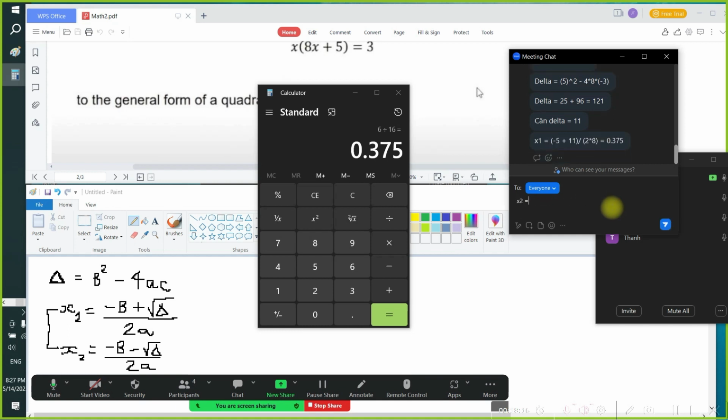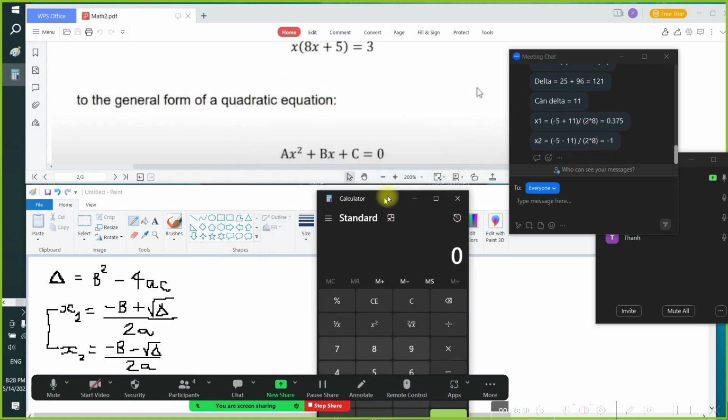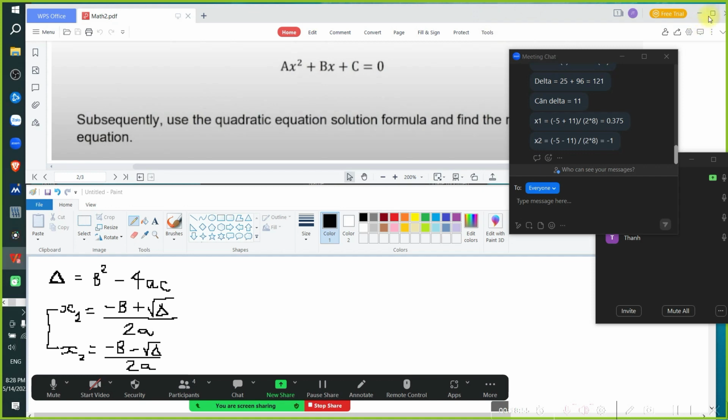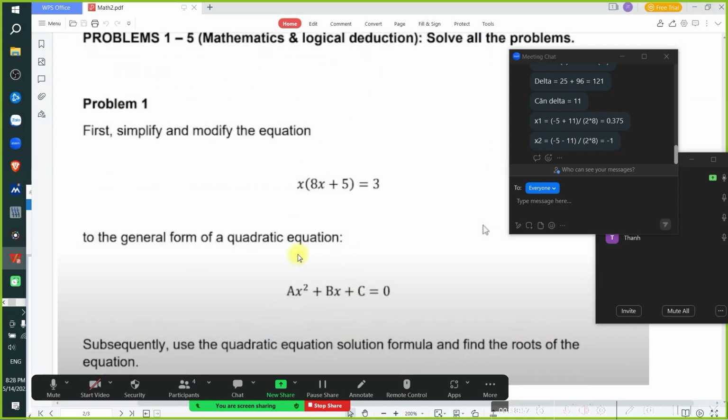And x2 will be equal to minus 5 minus 11 and then divided by 2 times 8. It should give you minus 1. Do you have the same answer? One is minus 1, one is 0.375. Did you get it?